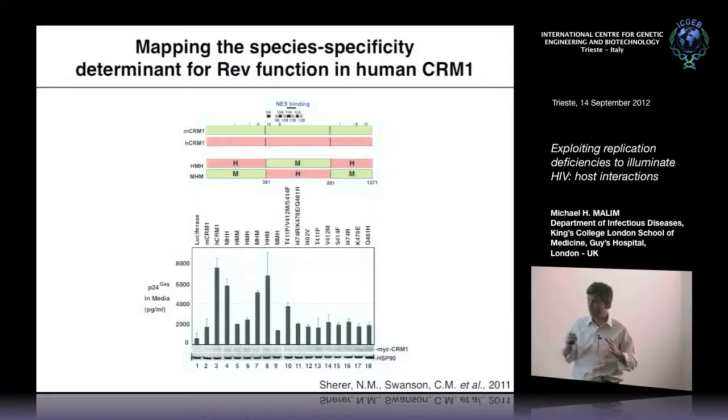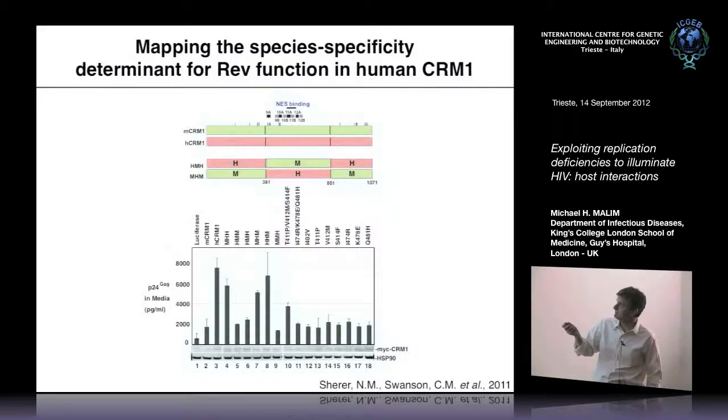Structurally, the structure has been solved by a couple of groups, including Dirk Görlich. It is composed of 21 HEAT repeats. HEAT repeats are two anti-parallel alpha helices separated by a loop. So it's a toroid of 21 of these HEAT repeats, sort of like a cylinder. And if you look at where the amino acid changes are, they're clustered quite heavily.